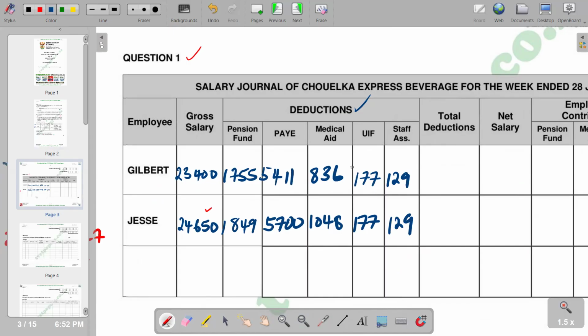So in terms of our total deductions, we are now adding our pension fund plus our PAYE plus medical aid plus UIF plus staff association. Then we get the total for our deductions. So we can try to add. For Gilbert, we are going to get 8,308. You do the same for Jesse. You are going to get 8,903.